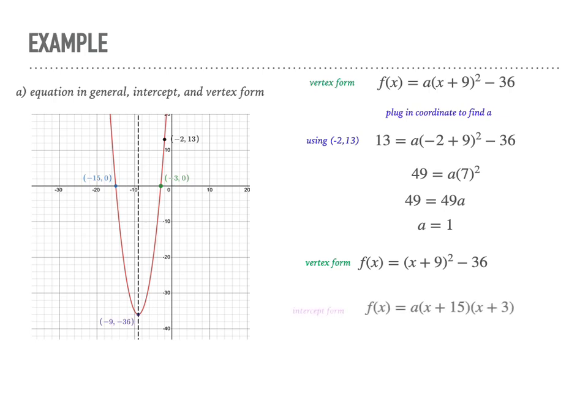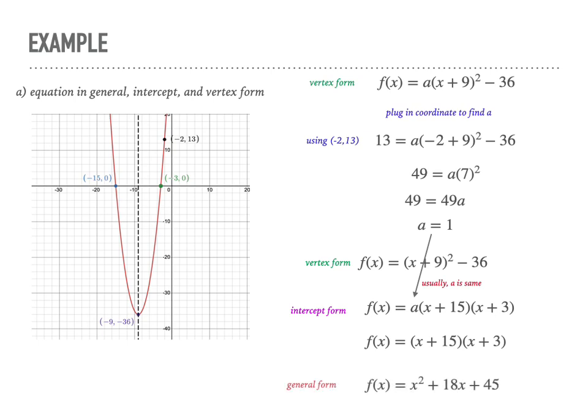Now let's look at the intercept form. The intercept form is very straightforward. You just write the intercepts, which is -15 and -3, so that's (x plus 15) and (x plus 3). Now to find a, you can either plug in -2, 13, or usually the a's in vertex and intercept form are the same. But just double check just to make sure.